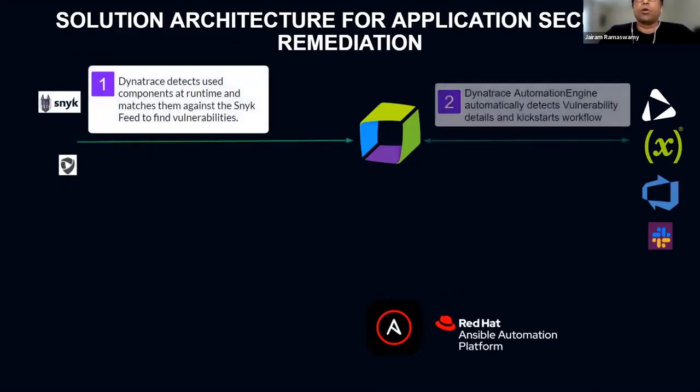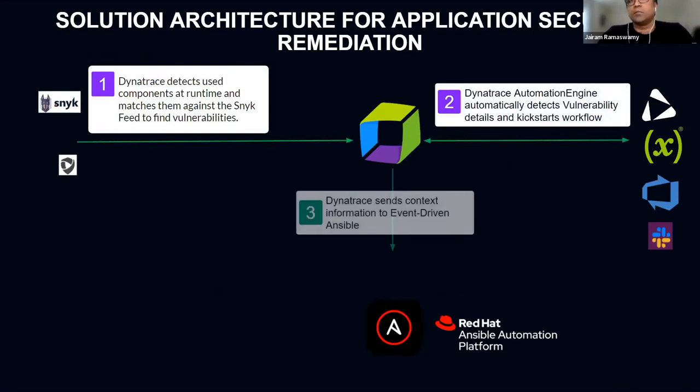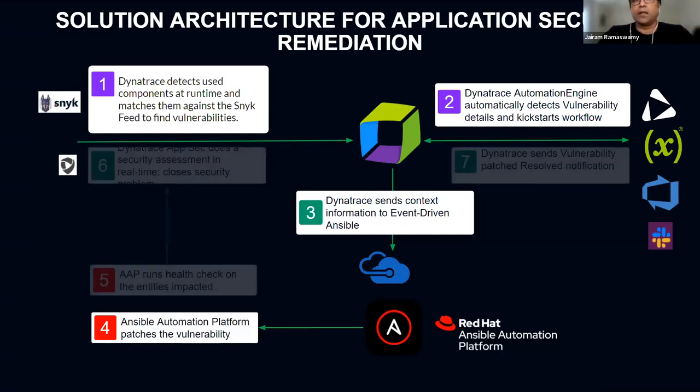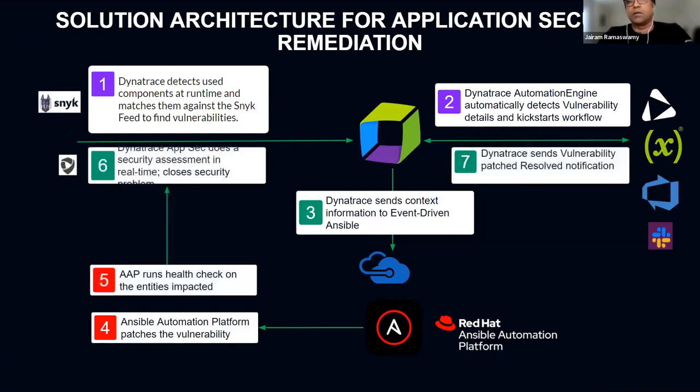This is something we also offer, AppSec, application security monitoring. We had a use case where a customer had some issues with their security validation. Dynatrace detects the used components at runtime, matches them against the Snyk feed to find the vulnerabilities, and then pushes it across the automation engine. It then sends it across to EDA. Ansible Automation Platform patches the vulnerability and runs a health check on the impacted entities. Based on that, it closes the security problem and sends the patch resolve notification to your notification channel.